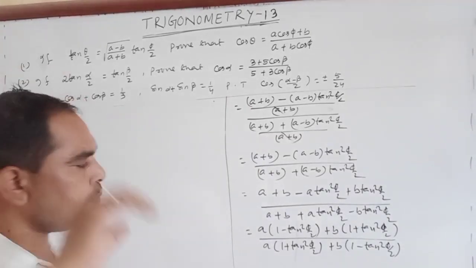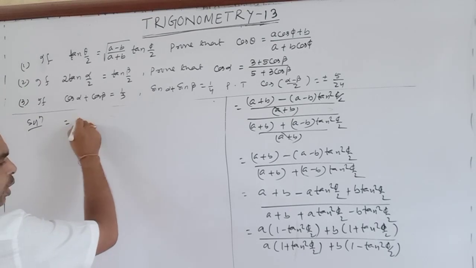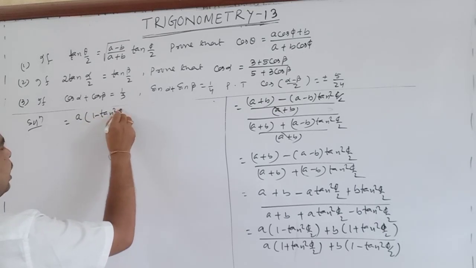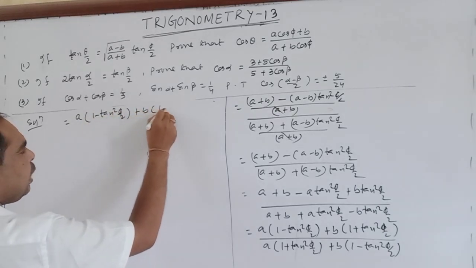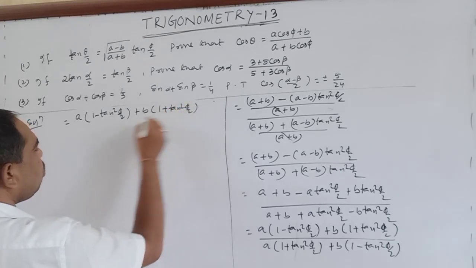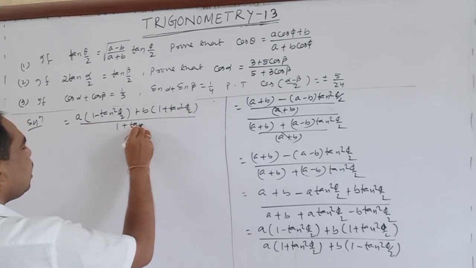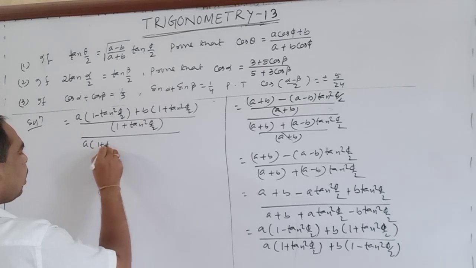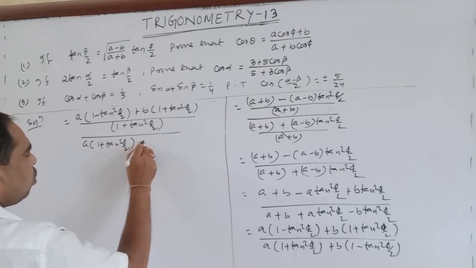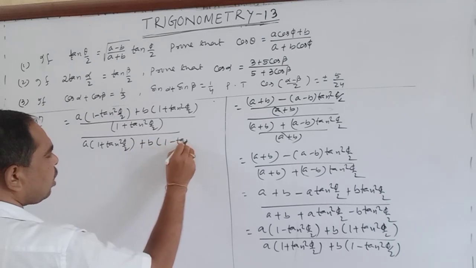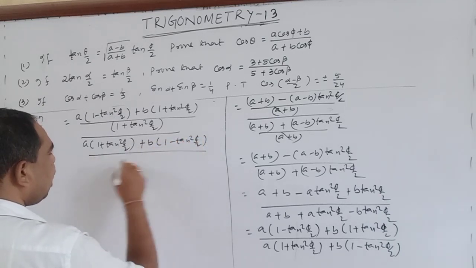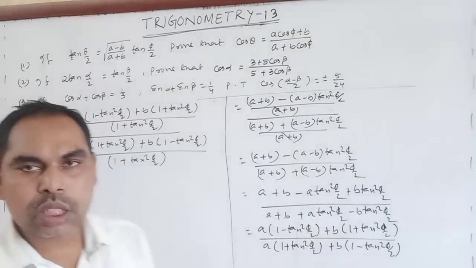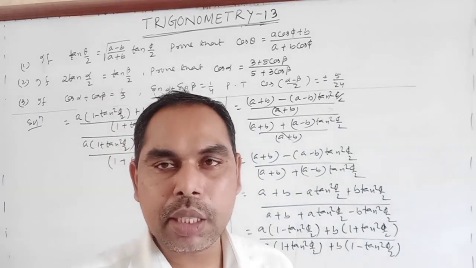So it is equal to a into 1 minus tan square phi by 2 plus b into 1 plus tan square phi by 2, whole divided by 1 plus tan square phi by 2, divided by a into 1 plus tan square phi by 2 plus b into 1 minus tan square phi by 2, whole divided by 1 plus tan square phi by 2.